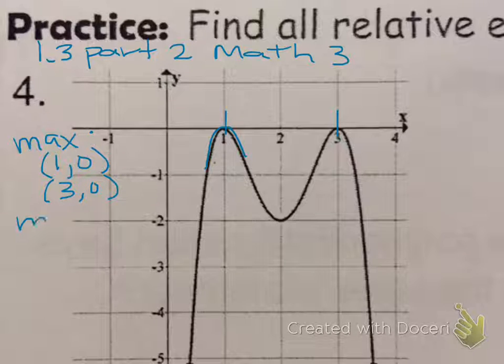Our minimums come from what I like to call the bottom of a valley, but it's also a change in direction. So the change in direction from going down to going up, and we're just going to write that ordered pair as our minimum. So 2, -2. So maximums and minimums: maximums are like tops of mountains, and minimums are like bottoms of valleys.